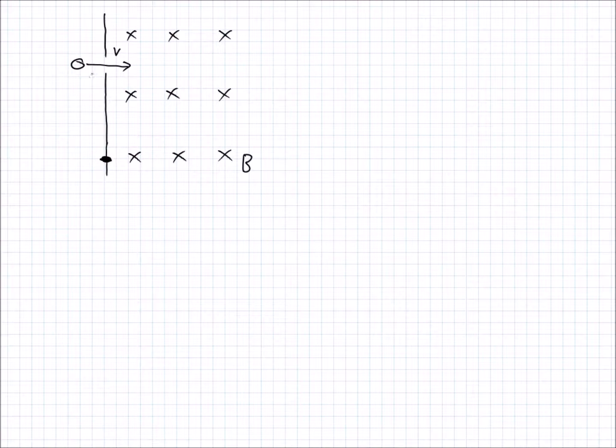Using this information and having measured this distance, let's call that D, we are going to find the charge to mass ratio of this particle. We don't have quite enough information to find the charge or the mass, but we can find the charge to mass ratio, Q over M. We know the velocity, we know the distance from where it enters the field to where it hits the wall, and we know the magnetic field strength.